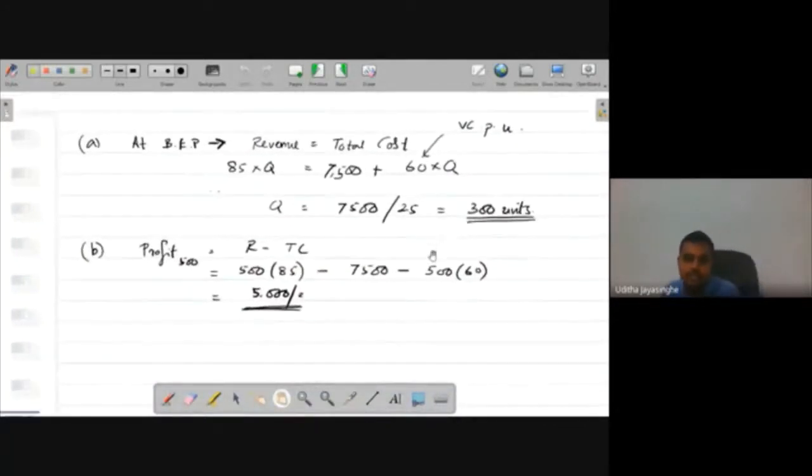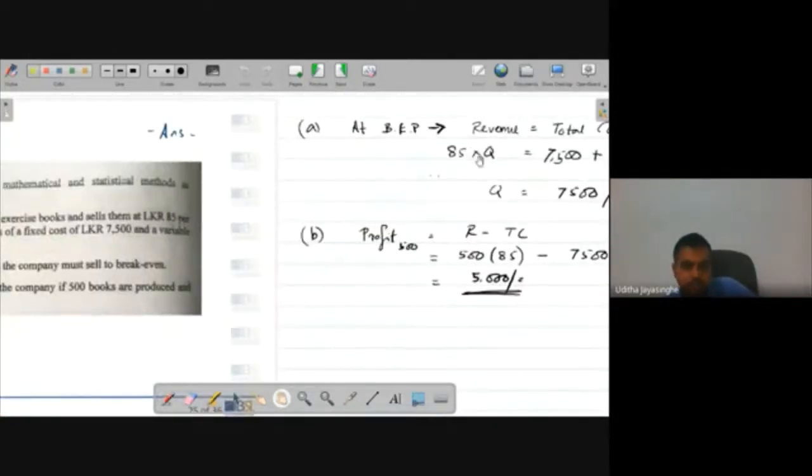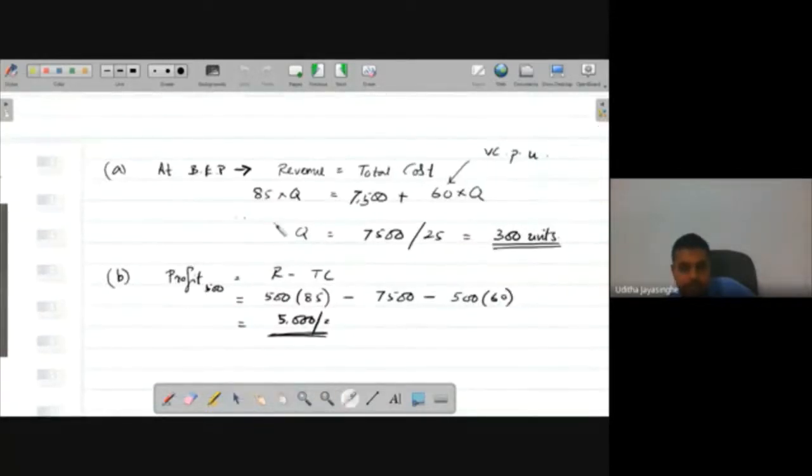Okay, at break-even point, now I'm going to use this old school method. Revenue is going to be equal to total cost. I know my revenue is going to come from this selling price of 85 rupees into this break-even quantity, which I don't know yet, this Q. Total cost is going to be coming from the fixed cost and the variable cost. So fixed cost portion is given, 7,500. Variable cost per unit, I know the variable cost is given as 60.